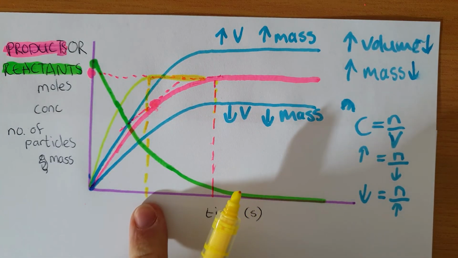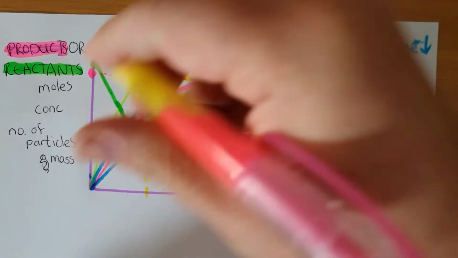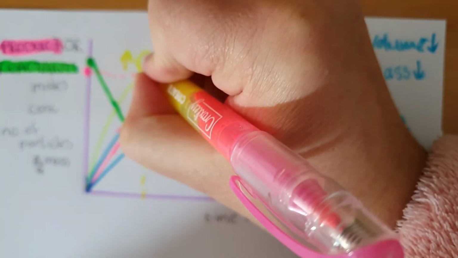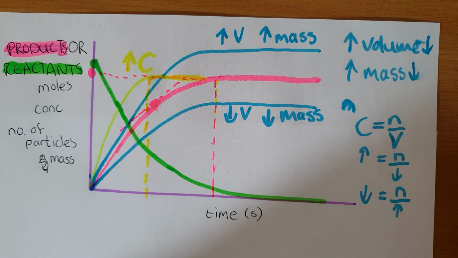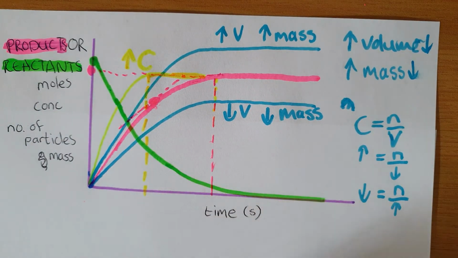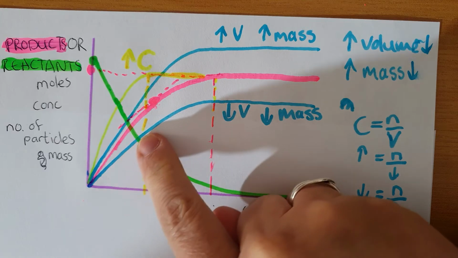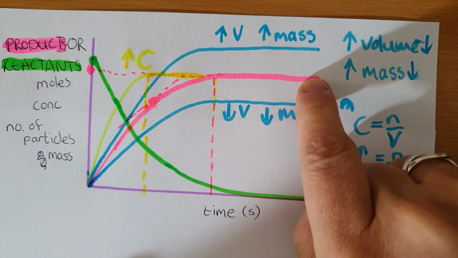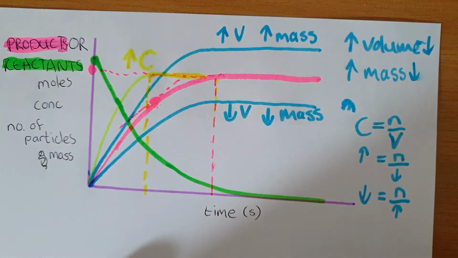Have a look here. This is the time where the yellow got to its maximum product, and it got to the same maximum product. So the yellow is an increase of concentration. Okay, and obviously if you had a decrease in concentration, you would have a curve like that, but it would still reach the same level, the same amount of products being made.